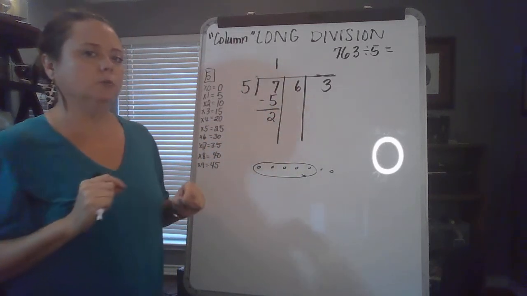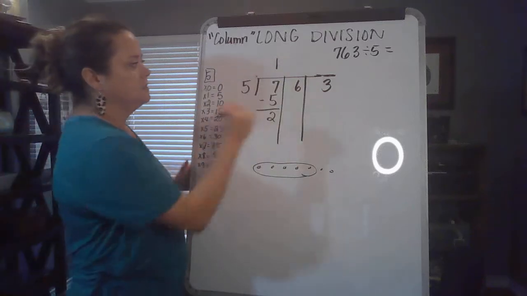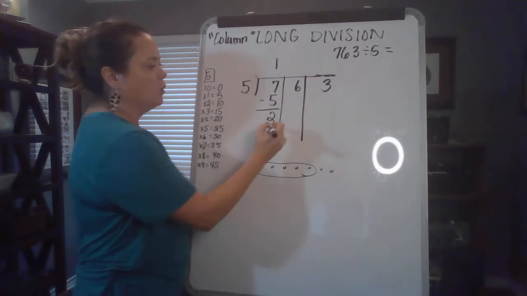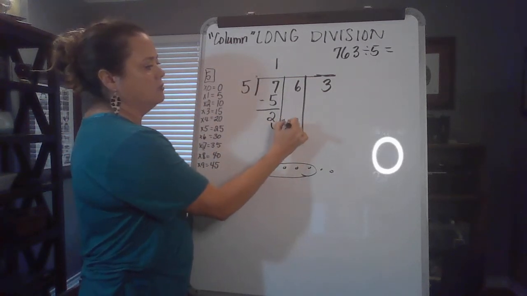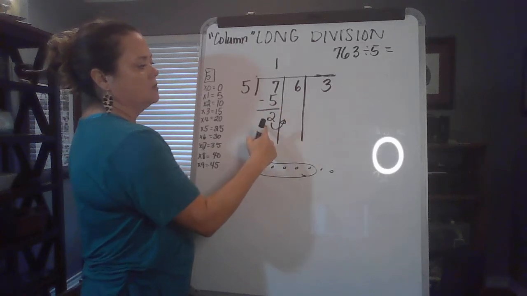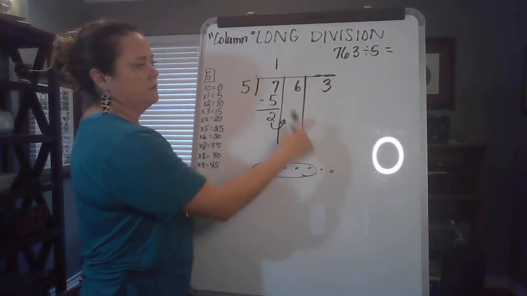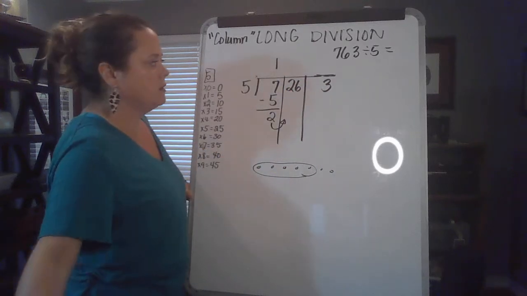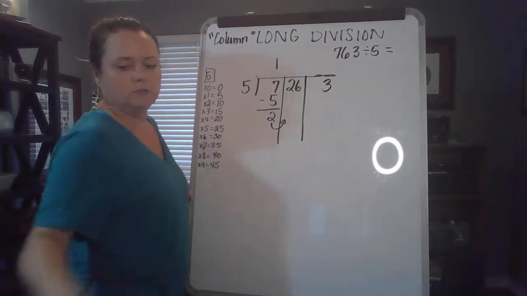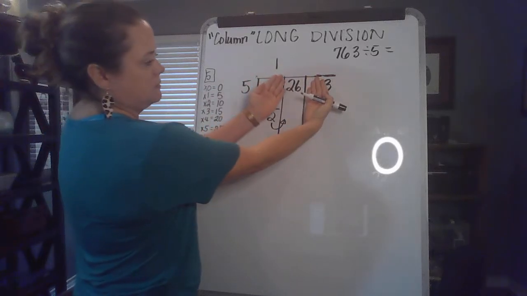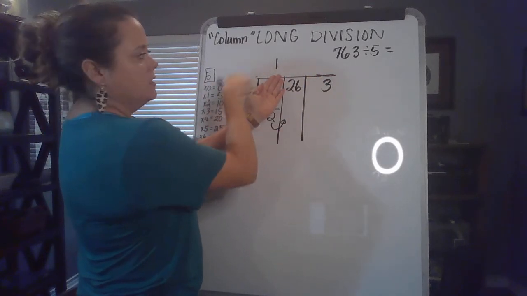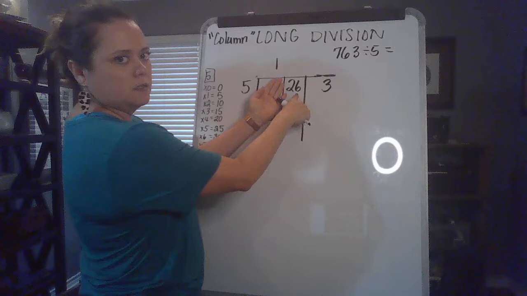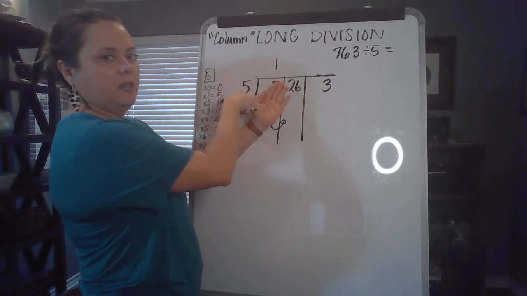Here's where column division is different. Instead of bringing this 6 down, we're going to send the 2 next door. So I'm going to take these leftovers and give them to the next number here. So now I'm going to do 26 divided by 5. If I have 26 things, how many groups of 5 can I make?